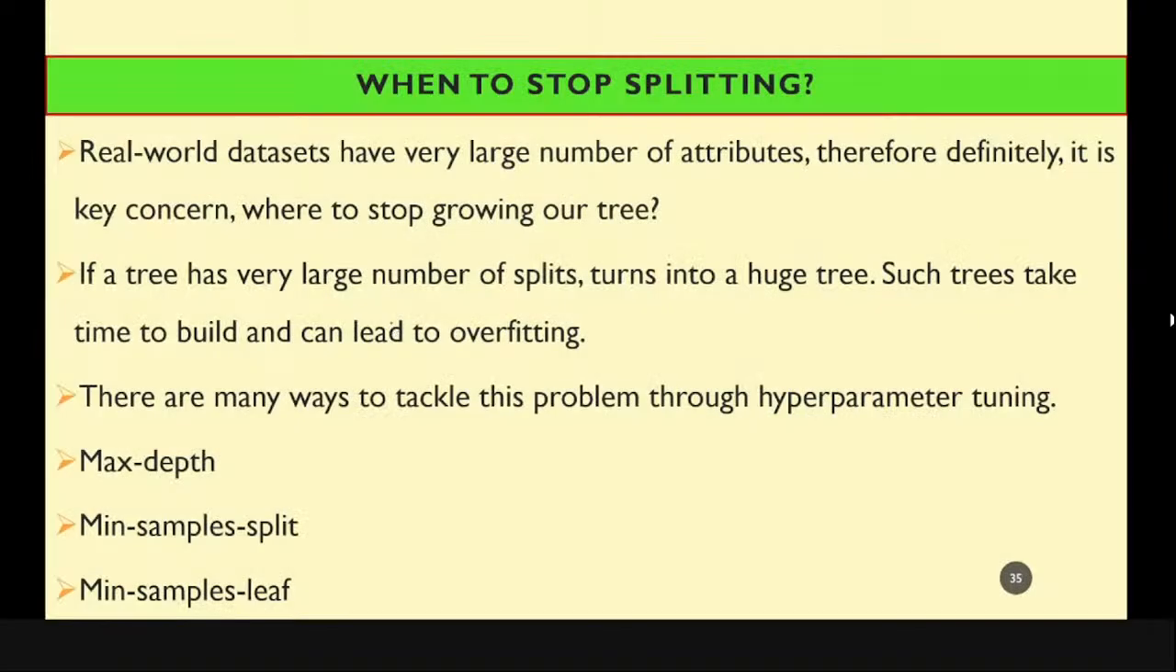Now, when to stop splitting. As you have seen in the previous two algorithms, ID3 and CART algorithm, the terminal nodes are going to have the information belonging to a particular specific class, whether it is yes or whether it is no.